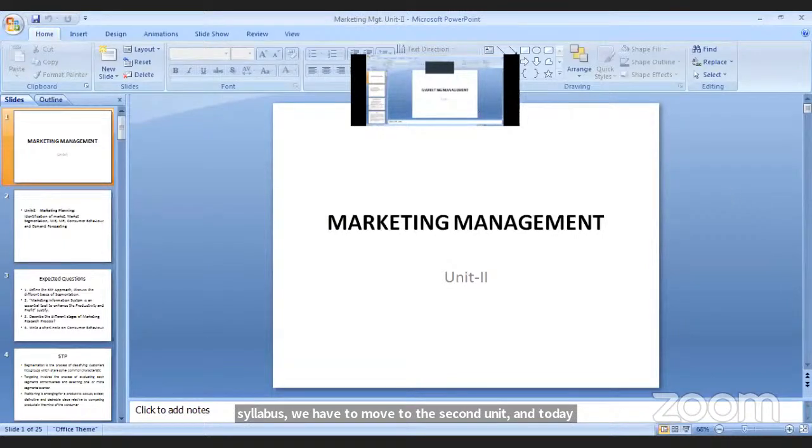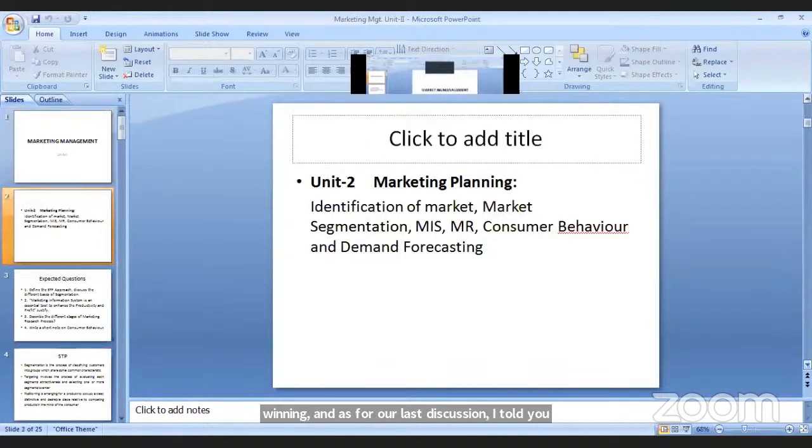As for our last discussion, I told you that I will go along with some questions and answers. So let us understand what the second unit is. The second unit will cover these particular portions: we have to understand what the market is. That is already over, so I'm not focusing on that point. My focus for this unit is segmentation.